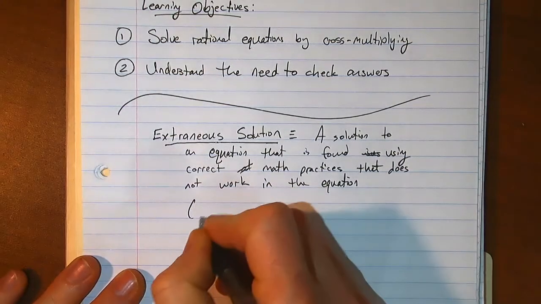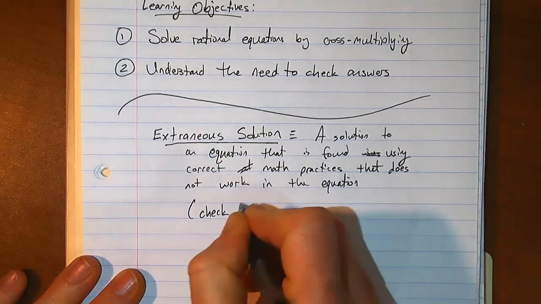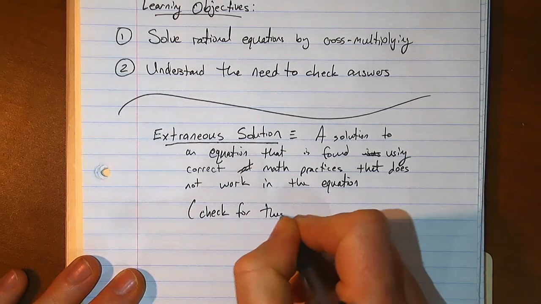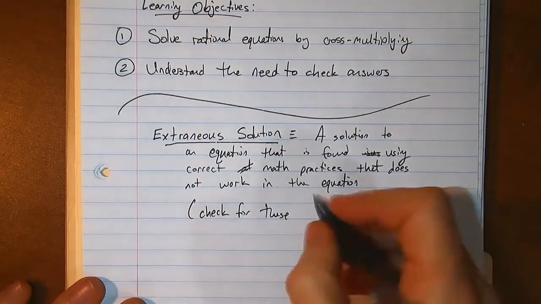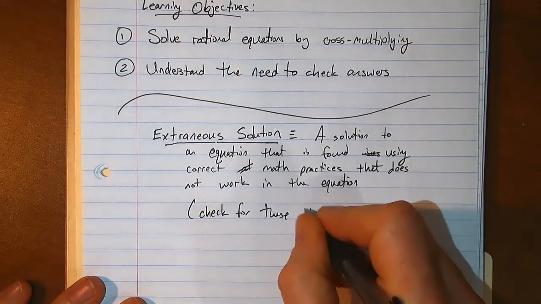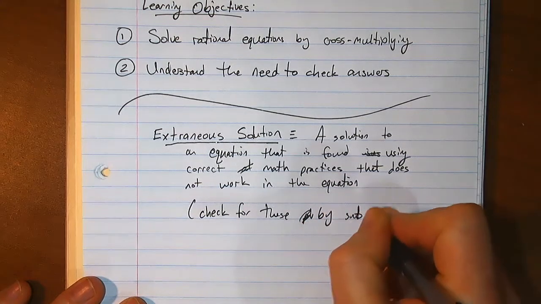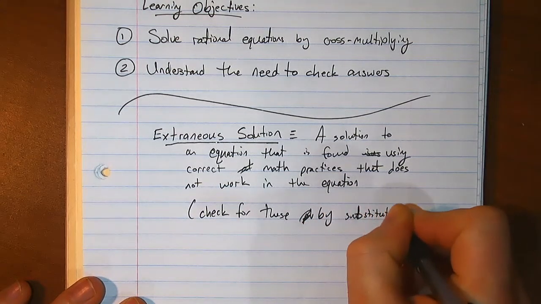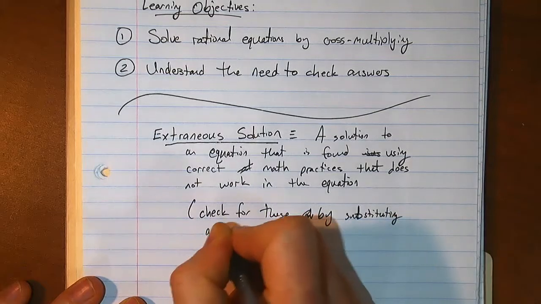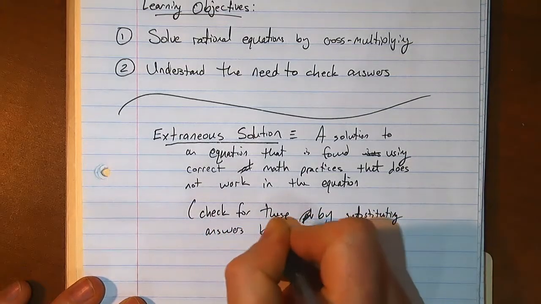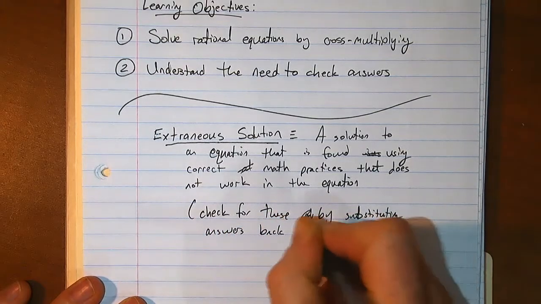So we check for extraneous solutions by plugging your answer in when you're done, by substituting answers back into equations.